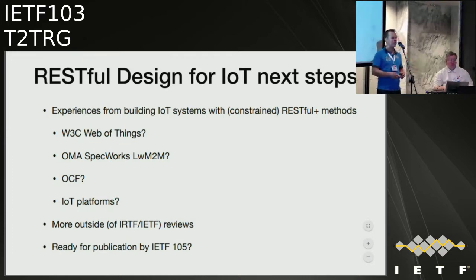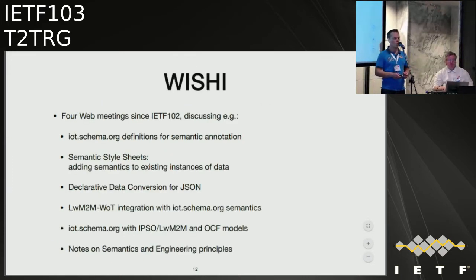Then a short report from the WISHI activity. Since the last IETF we have had four online meetings, discussing a variety of different topics. For example, IoT schema.org definitions and how those can be used for semantic annotations. We have been discussing how we can add semantics to existing pieces of information. One topic was semantic style sheets: how we can use a style sheet kind of approach for taking an existing piece of data and telling it, here are the semantics that are part of that data, and how that could be used to achieve semantic interoperability.